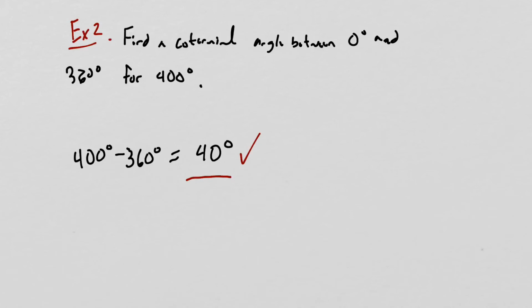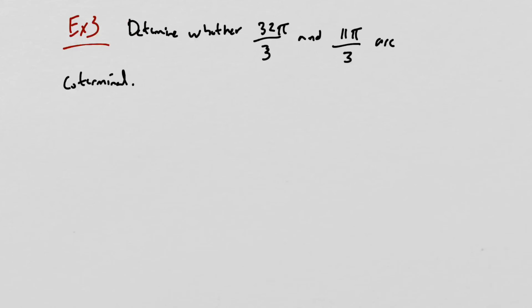In the next example, we'll determine whether two angles are coterminal to each other. Example 3. Determine whether 32 pi divided by 3 and 11 pi divided by 3 are coterminal. The way that we're going to solve this is using proof by contradiction. Let's assume that both these angles are coterminal. Then 32 pi divided by 3 minus 2 pi times k is going to be equal to 11 pi divided by 3.